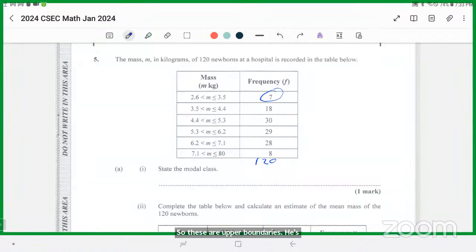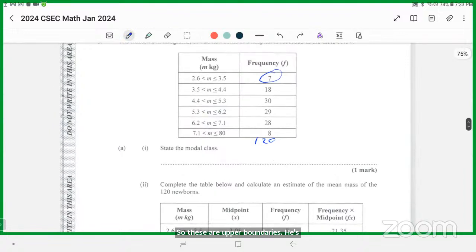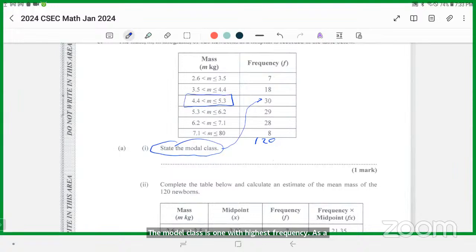All right. It says, what is the modal class? The modal class is the one with the highest frequency, the one that appears the most. Therefore, this is the modal class. All right, the one that appeared the most. So this class appeared the most times. There are more babies in this class than any other class. So that's the modal class.